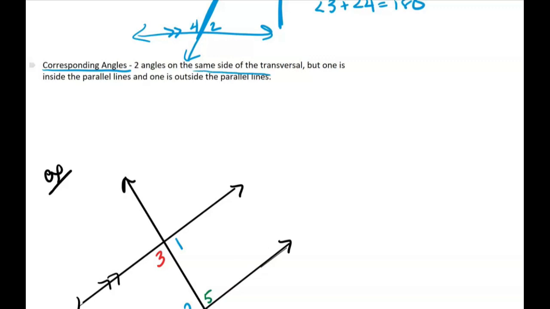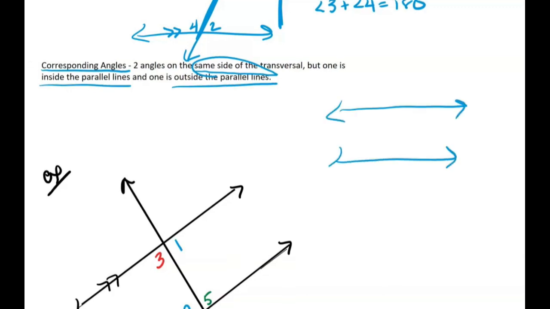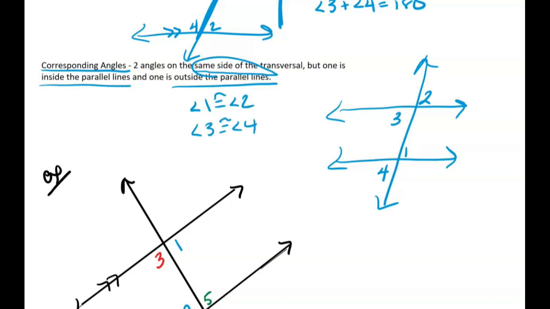All right, let's do one more here, and that is corresponding angles. Corresponding angles are on the same side of the transversal, but one is on the inside of the parallel lines and one's on the outside. So let me just show you over here. Okay, so for example, 1 and 2, or 3 and 4. And corresponding angles are also congruent. So angle 1 is congruent to angle 2. Angle 3 is congruent to angle 4. They are congruent angles.